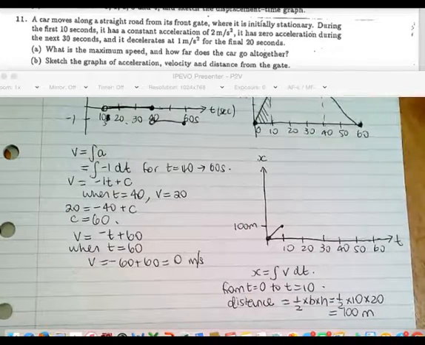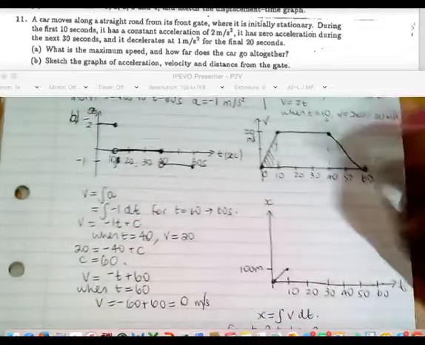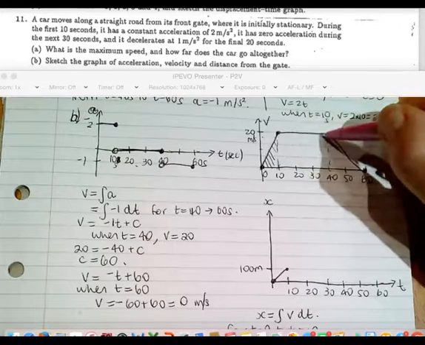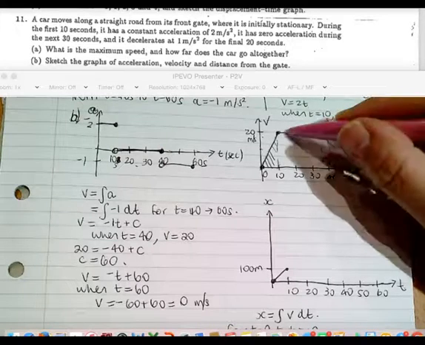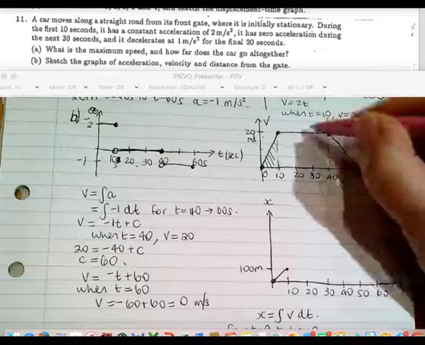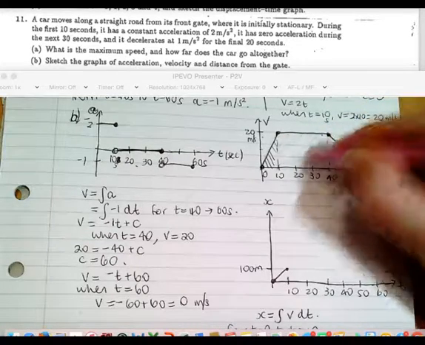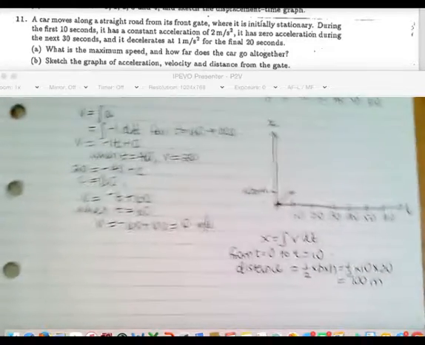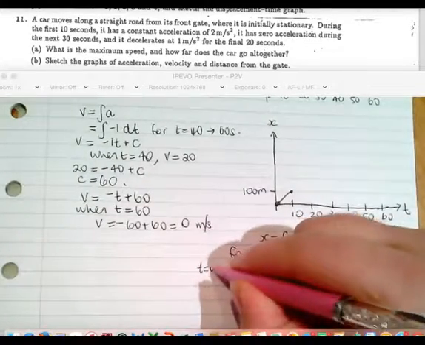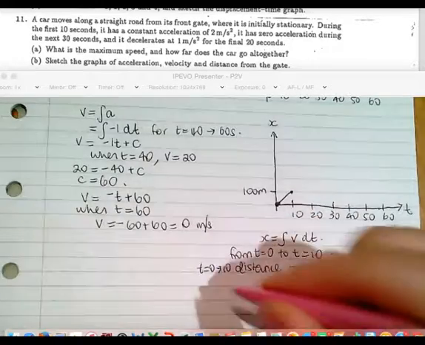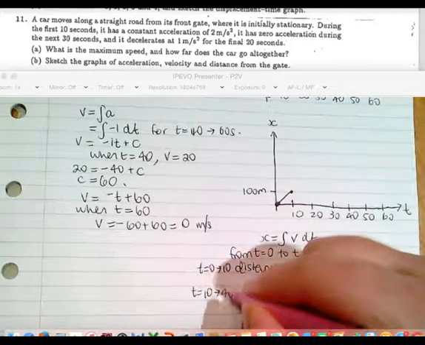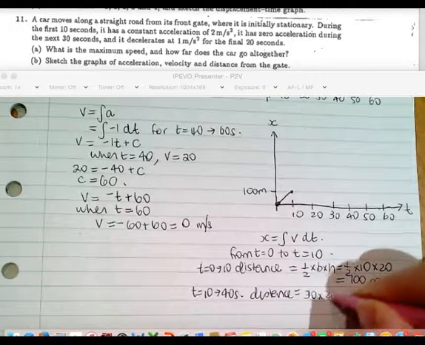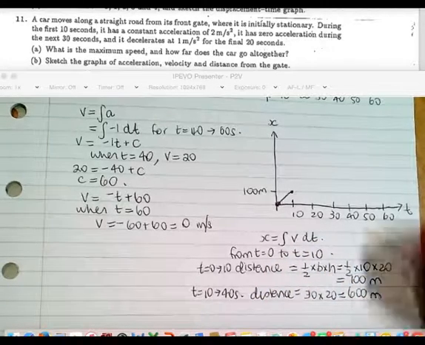Then in the next 30 seconds, I can integrate this, and that will give me the area under the curve. But integrating velocity, remember, gives me displacement or distance travelled. So if I find the area of this rectangle, which is 30 times 20, that gives me the distance travelled. The first one was t equals 0 to 10. So for t equals 10 seconds to 40 seconds, the distance travelled is 30 times 20, because it's a rectangle, which is 600 metres.